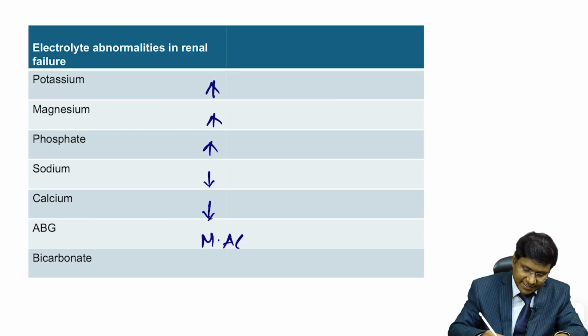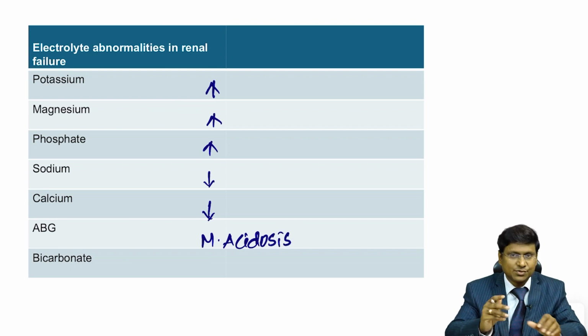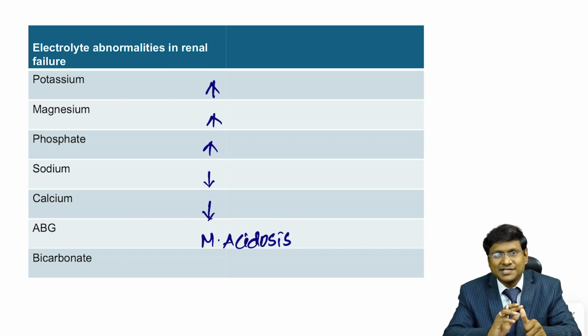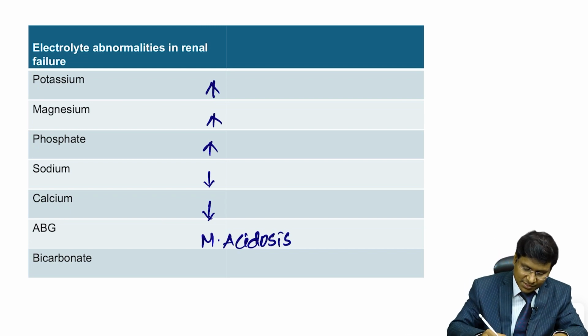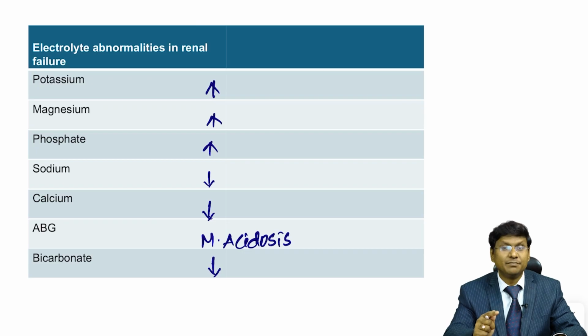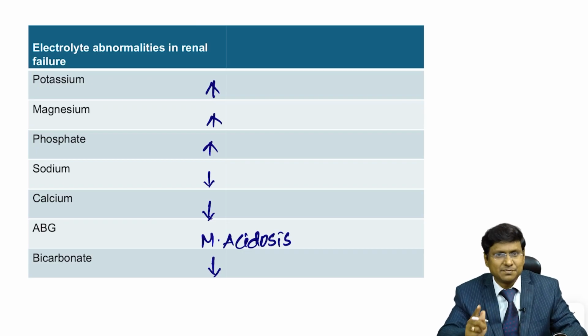And ABG will show you that there is metabolic acidosis. And the reason for metabolic acidosis is, number one, decreased excretion of ammonia. Actually, if ammonia gets excreted, ammonia will combine with H plus, where ammonium will be formed, and ammonium is excreted out. Now here, because of chronic kidney disease, ammonia is not excreted. So thereby the H plus ion is not excreted, resulting in acidosis. And not only that, in patients with chronic kidney disease or acute kidney injury, there will be increased bicarbonate excretion, which also will result in metabolic acidosis. The bicarbonate levels will be reduced because of increased bicarbonate excretion, and that will be responsible for acidosis.